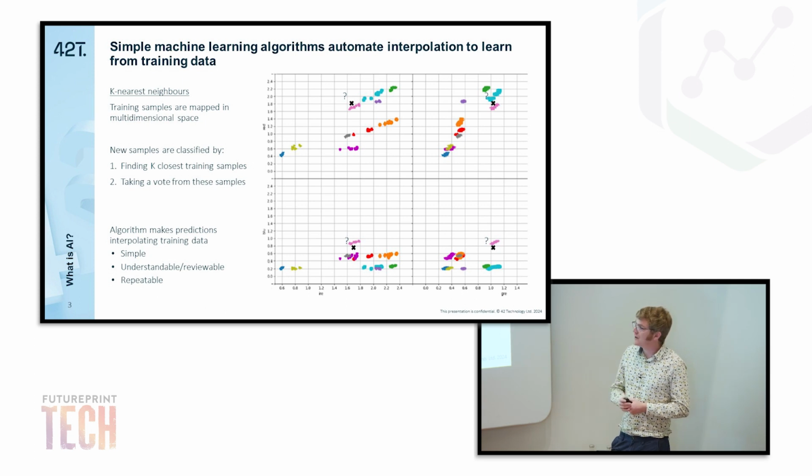So I hope you'll appreciate that this is actually quite a simple machine learning algorithm. It's very understandable, it's very reviewable. You can give some data and you can know what you're going to get back, and it's repeatable. It will give you the same result every time. If you give it the same input, it'll give you the same output.